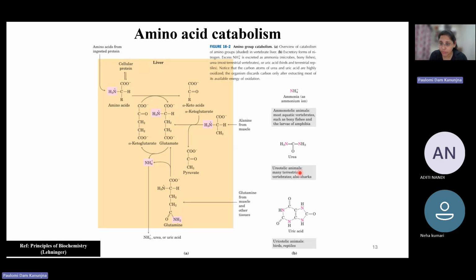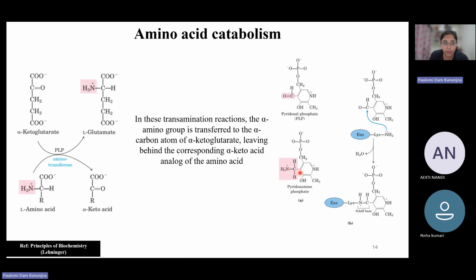Okay, so we have understood the overall reaction that is taking place. Now let's dig deeper and see what's exactly happening. And this is where this name comes again. We have looked into reductive amination. Now we will see transamination. Let's look into this without getting confused.